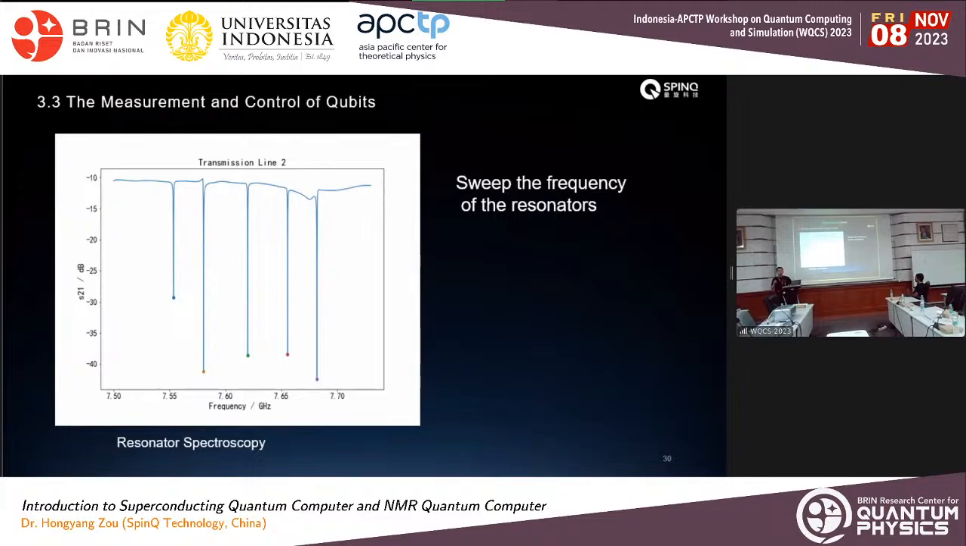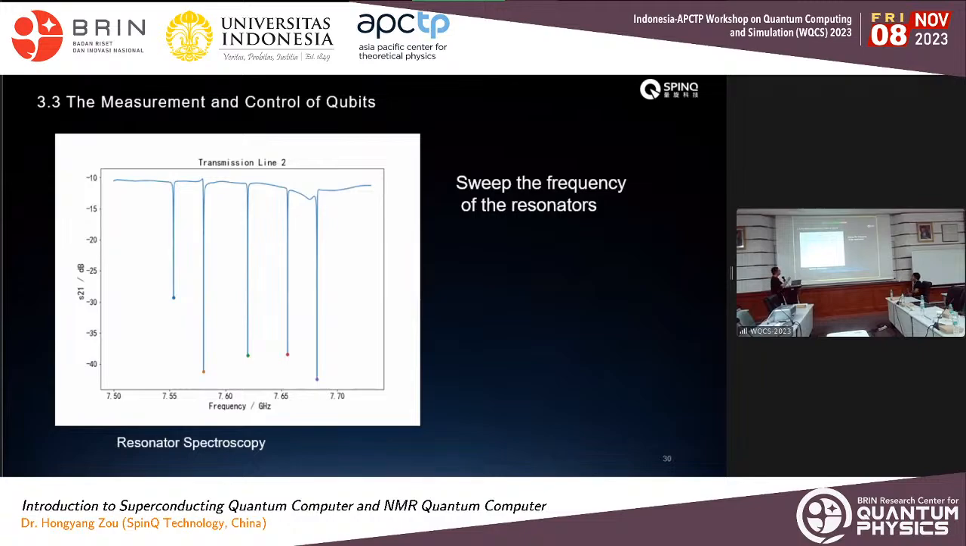Now we have the chip, we have the measurement and control system. What's next? Next is we use our measurement and control system to measure and control our qubits. So firstly, we sweep the frequency of the resonator. You can use a VNA or something similar in the measurement and control system to measure the S21 of the transmission line, or you can also say the readout line.